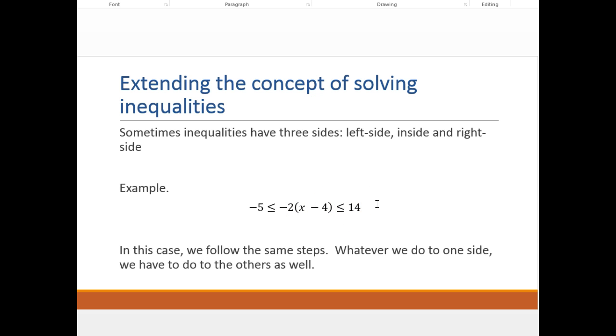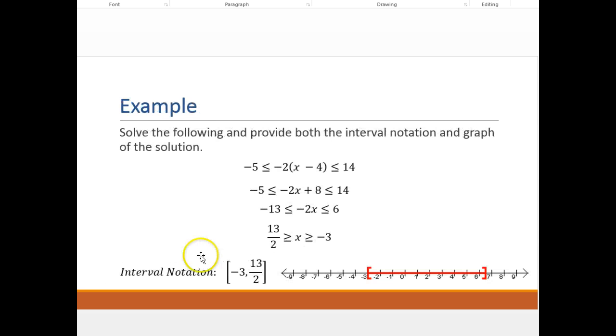Now what we're going to do is follow the same steps we did before, but your rules apply. Whatever you did to one side, you have to do to the other side. In this case, whatever we do to one side, we have to do to both other sides as well. If we start out with negative 5 less than or equal to negative 2 times x minus 4 less than or equal to 14, I have negative 5 less than or equal to, I'm going to distribute in the middle, negative 2x plus 8, which is less than or equal to 14.